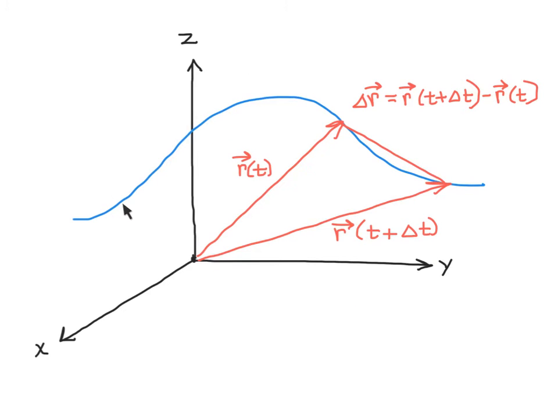Here we have a path that a particle follows, and at a specific time we have a vector r of t, and then at a time in the future we have r of t plus delta t, where delta r is equal to r of t plus delta t minus r of t.